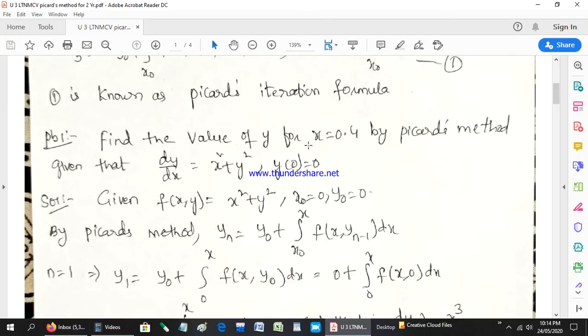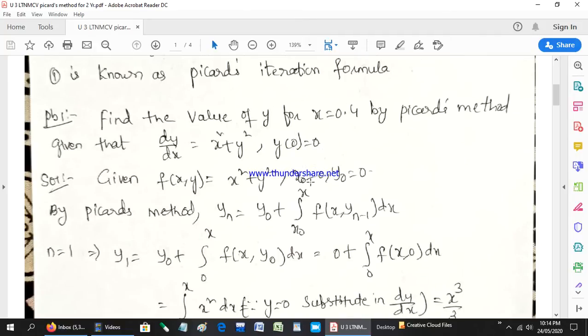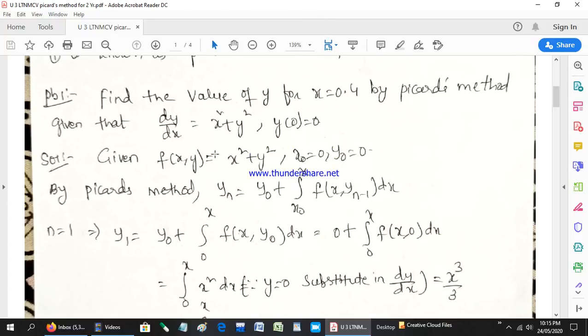Find the value of y for x is equal to 0.4 by Picard's method, given that dy by dx is equal to x square plus y square and y of 0 is equal to 0. Now let us choose the given function as f of x, y is equal to x square plus y square and y of x naught is equal to y naught. That means x naught is 0 and y naught is 0. The given equation dy by dx is equal to f of x, y we have written in the procedure, so we write f of x, y directly as x square plus y square.